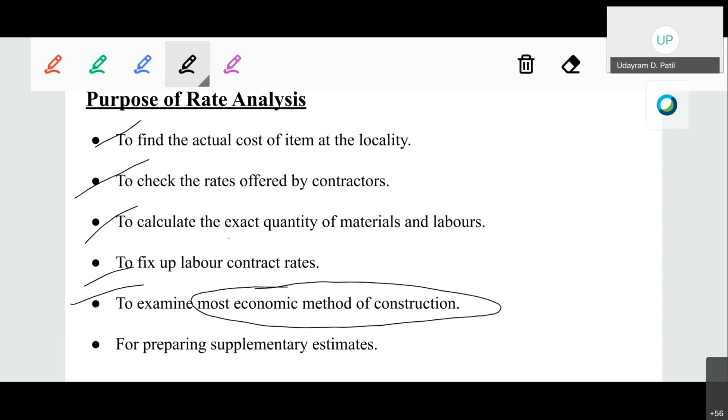Okay, again for preparing the supplementary estimate, as we know, when the cost of the particular project, आपण जो काही starting ला cost of the project, due to the increment in the rates of the labors and the materials, is higher than the estimated cost at the beginning of the project, we are going to provide the supplementary estimate for that particular project. Okay, so while providing the supplementary estimate, we need to do the rate analysis of the work and calculate how much value the particular rate has been increased.